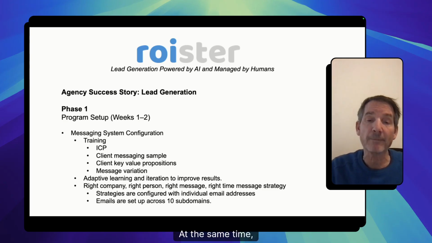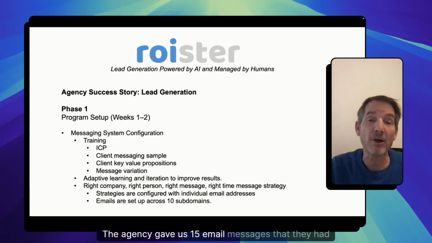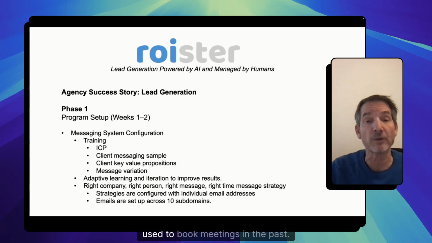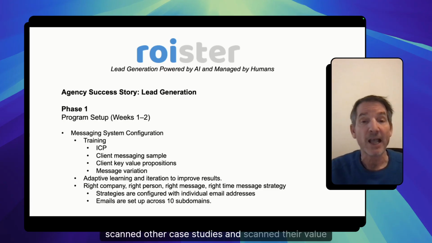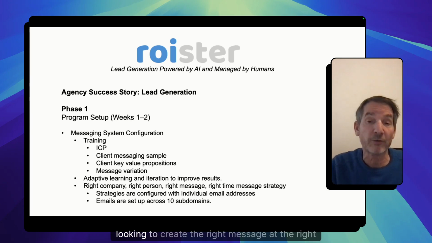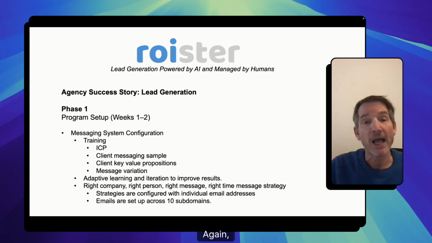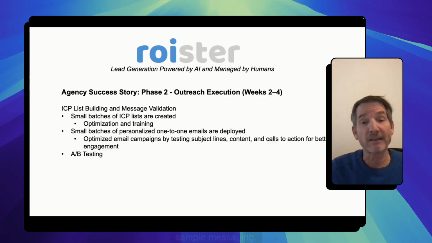At the same time, we're training our messaging system on the company's ICP. The agency gave us 15 email messages that they had used to book meetings in the past. They gave us some case studies. We also went to their website, scanned other case studies, and scanned their value proposition. So we're pulling on all that data, and we're looking to create the right message at the right time. Again, it's an iterative process between our managed services team and the software. The first couple of weeks, we're looking to build a sample ICP list and sample messaging.